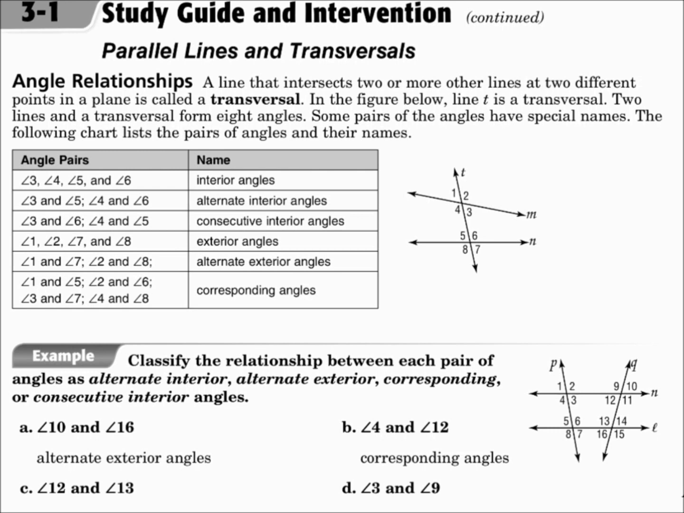The ones in between the two lines are called the interior angles. Angle 3, 4, 5, and 6 are interior. Of the interior angles, the ones that are on opposite corners, like angle 3 and angle 5, or angle 4 and angle 6, those are alternate interior angles.